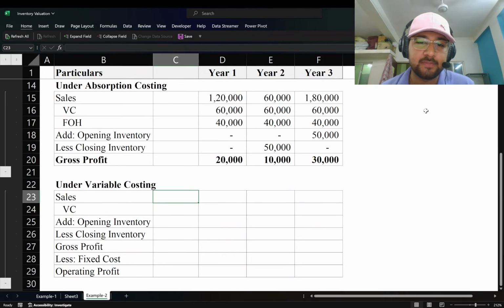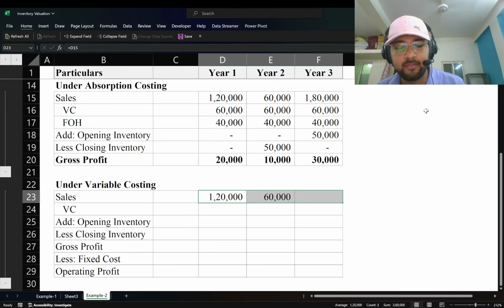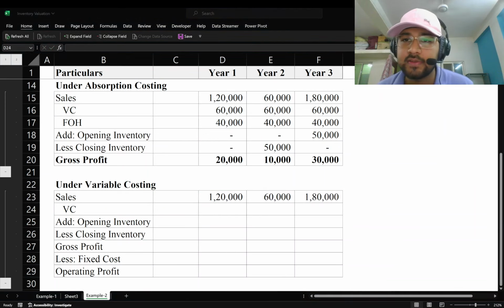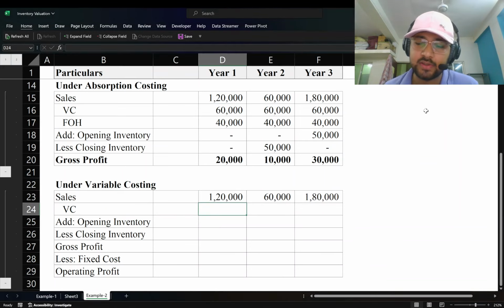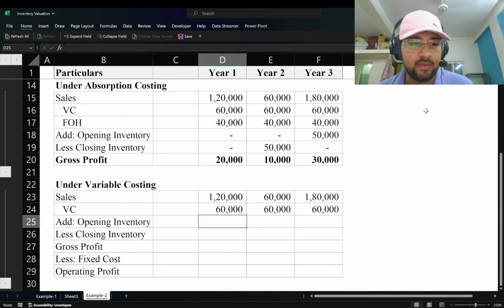What would be the sales? It would be the same. We would have the same sales. Why? Because selling price is the same, sale units are the same, so we would have the same. Variable cost would again be the same, because we have produced the same thing, we have sold the same thing, everything would be the same.